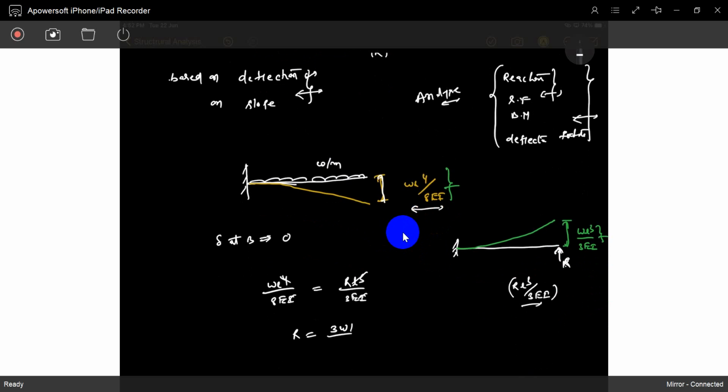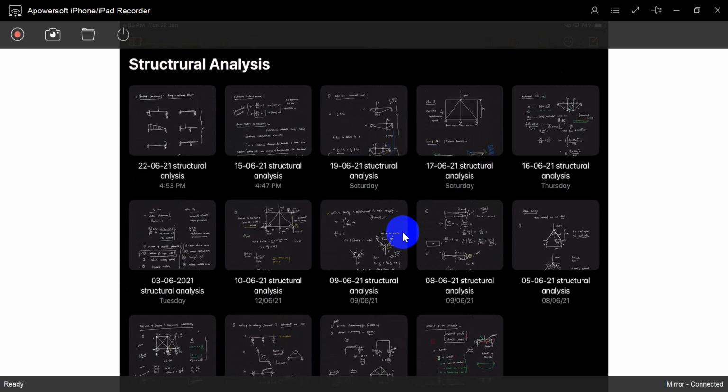3W by L by 8. Got it? That's it. Based on the deflection, you just feel it. Are understood? So otherwise you check it. Where it is?